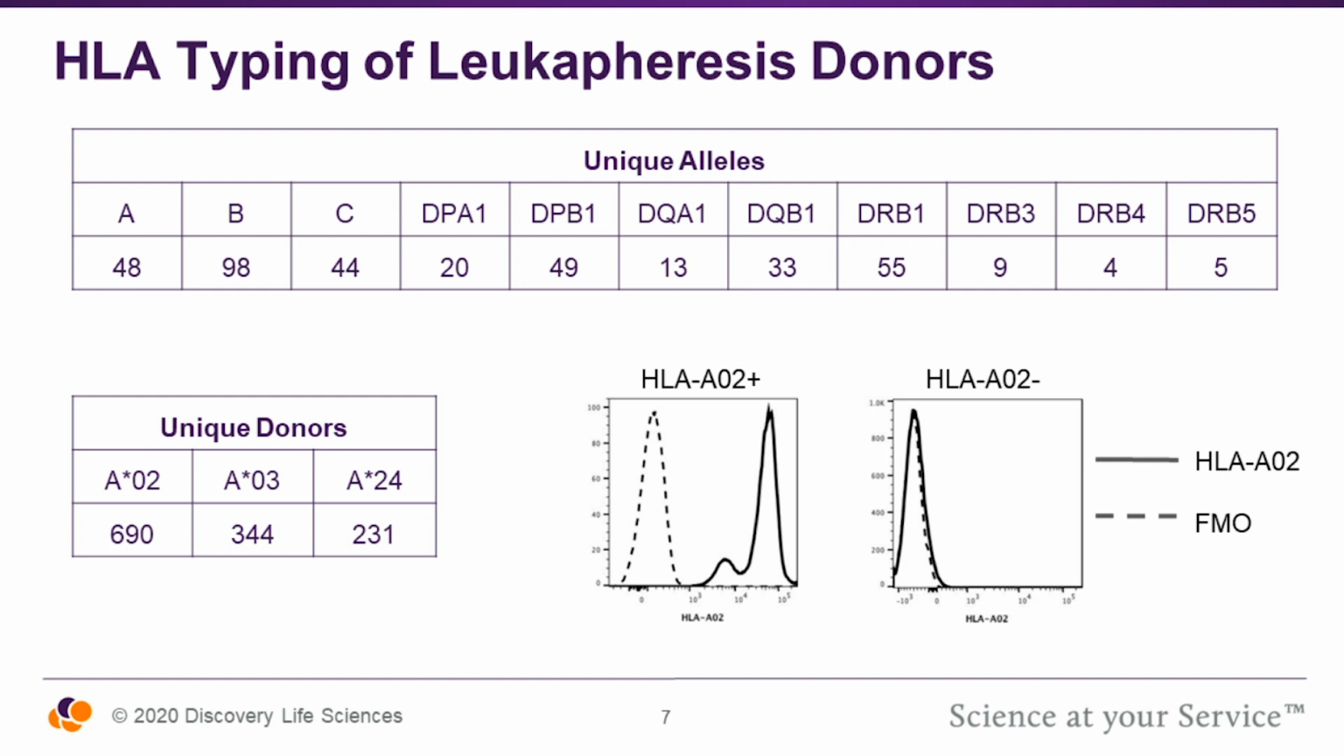Additionally, we did validate an in-house flow cytometry assay to also look at A02 reactive donors or A02 positive donors. This assay allows us to evaluate donors real time and gives us a binary yes/no as to if these donors are A02 positive or negative, and those are the flow plots shown in the bottom right.